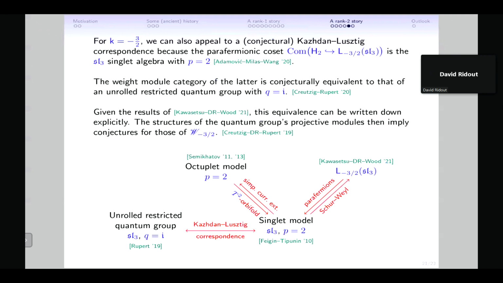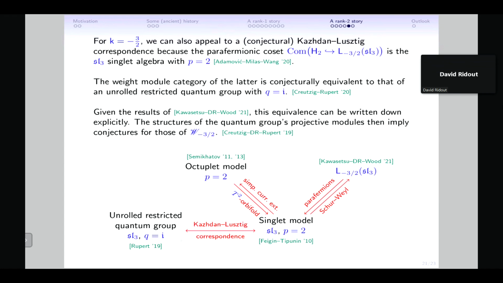And I want to finish, if Jethro will give me another minute, by just saying that we can also employ a conjectural Kazhdan-Lusztig correspondence to get some more information about the case where the level is -3/2. So I think this is really interesting. Once again, this correspondence doesn't work with the affine algebra itself. It works with the parafermionic coset. And because this parafermionic coset, as Dražen and Anton once again tell us, is a singlet algebra. So in fact, it's the SL3 generalization of the singlet algebra, at a particular parameter.